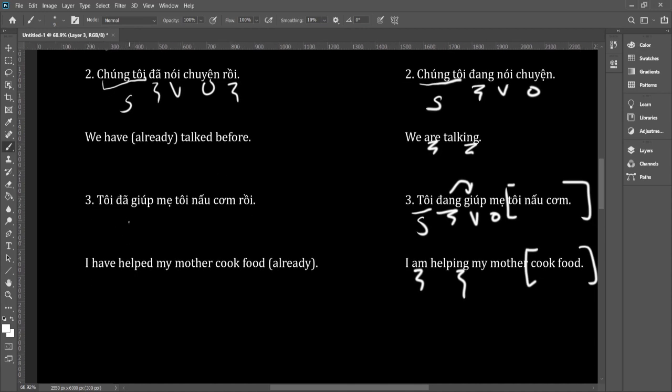Now, last sentence. Tôi đã giúp mẹ tôi nấu cơm rồi. Right? I've helped my mother cook food already. Or I have helped my mother cook food. Again, đã and rồi will modify giúp. Right? It'll modify this verb here. So it'll denote that this whole entire action has been done. The action of helping and the action of cooking, right?